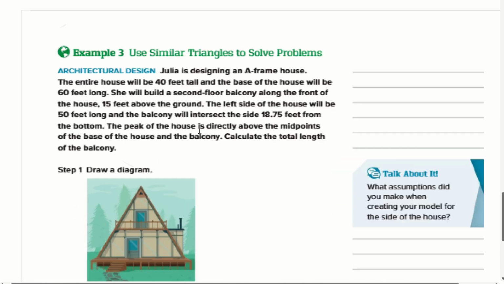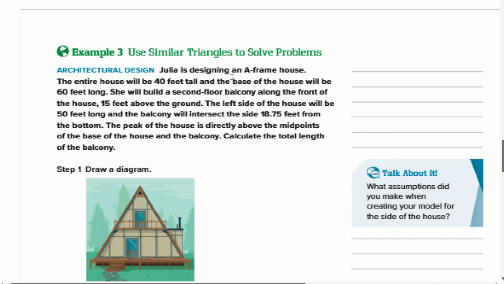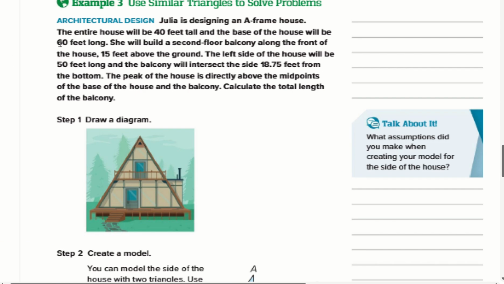All right, so example 3, use similar triangles to solve problems. Julie is designing an A-frame house. The entire house will be 40 feet tall, and the base of the house will be 60 feet long. She will build a second floor balcony along the front of the house, 15 feet above the ground. The left side of the house will be 50 feet long, and the balcony will intersect the side 18.75 feet from the bottom. The peak of the house is directly above the midpoints of the base of the house and the balcony. Calculate the total length of the balcony.